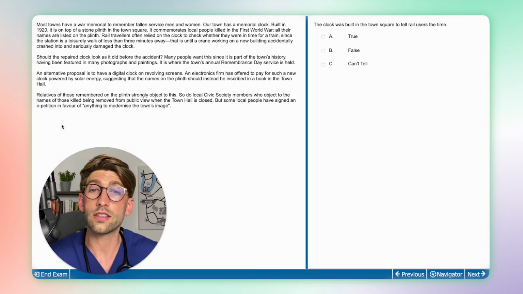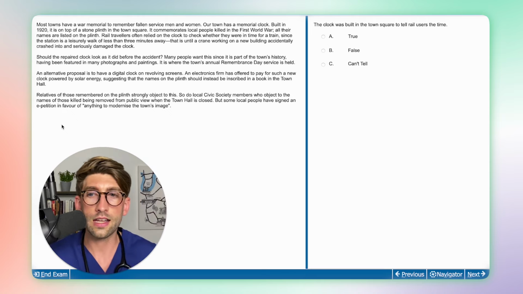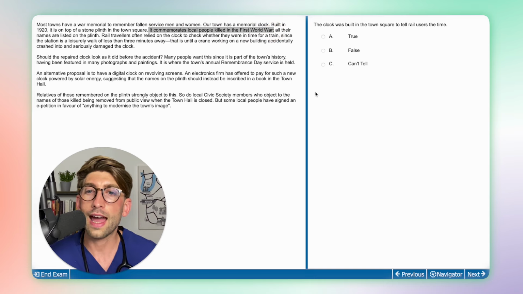So, the clock was built in the town square to tell rail users the time. Okay, so it didn't tell us that. It says somewhere, I remember, it commemorates the local people killed in the First World War. So the answer to that should be false. Let's move on to the next one.